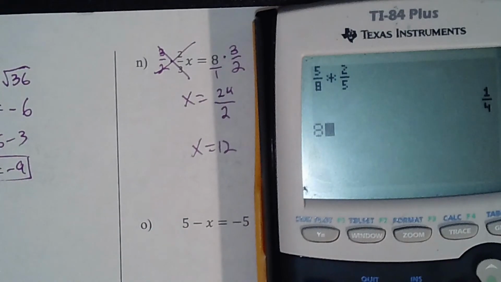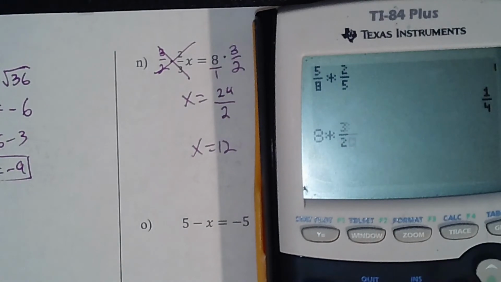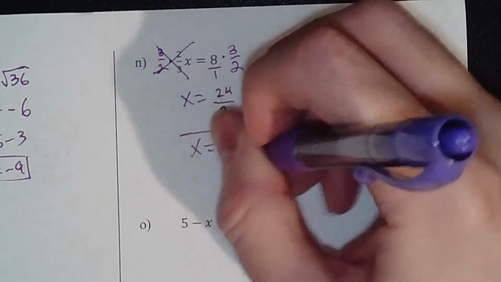All right, so we're gonna go ahead and do the whole problem in our calculator. 8 times 3 over 2, enter. And see, it gives us that 12 as well. So we can just do it this way if we don't feel like doing any of the work by hand.